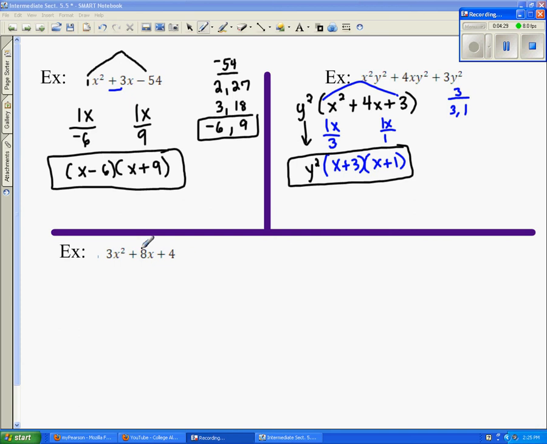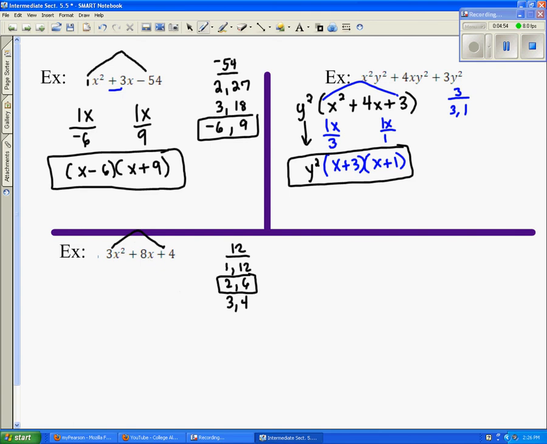My next example, there is no GCF. I look, there's no greatest common factor, so I'm going to try rooftop. What multiplies to give me 3 times 4, which is 12, but when I add them, I want to get an 8. So I have 1 times 12, 2 times 6, and 3 times 4. Which ones are going to give me 8 when I add them together? That's going to be these factors.